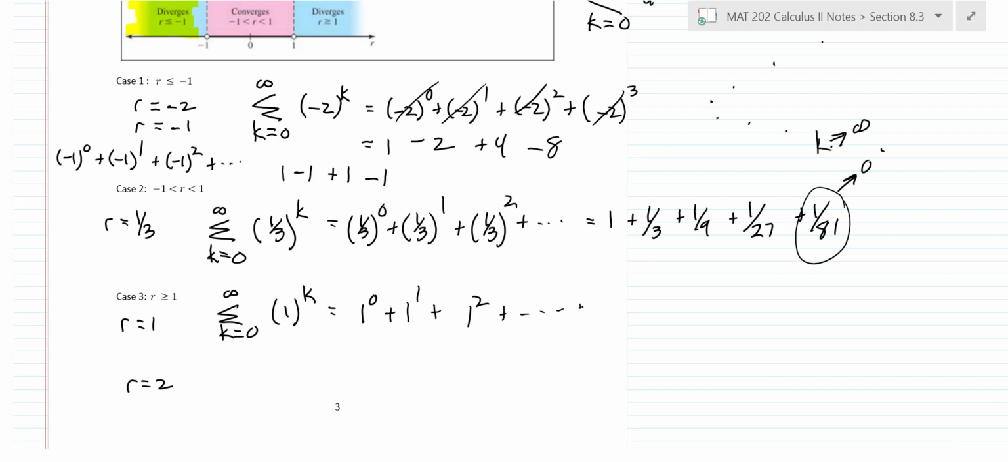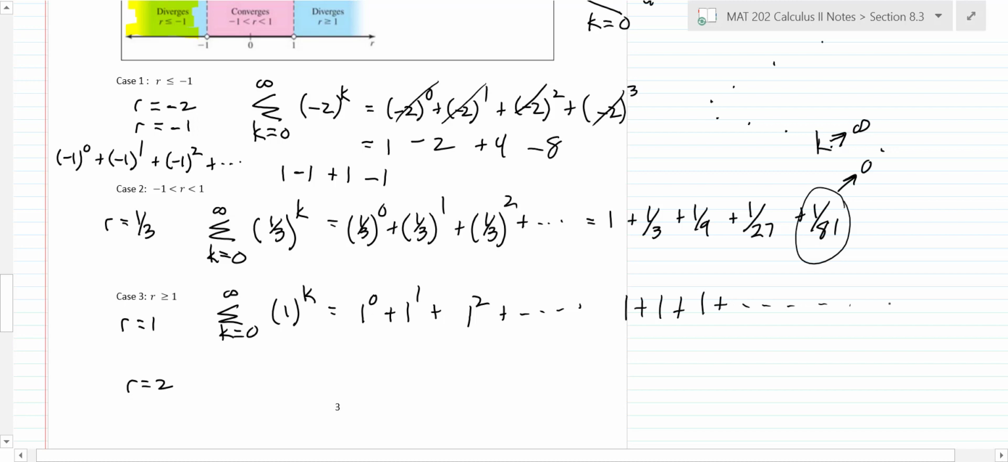Because what is it? What are the terms? They're always 1, aren't they? So you just have 1 plus 1 plus 1 plus 1 forever and ever. It's just going to get bigger and bigger without bound, right? Okay, so that's going to diverge. Does that make sense? Okay.